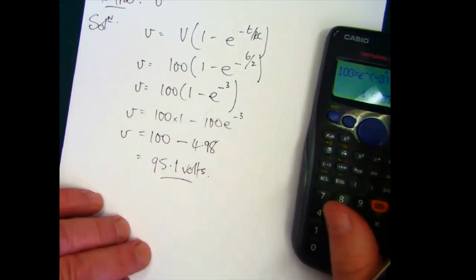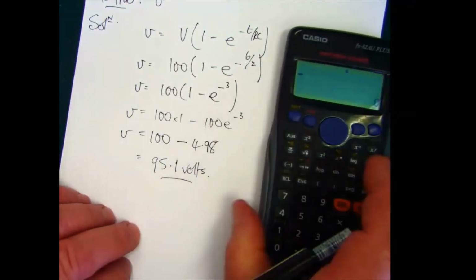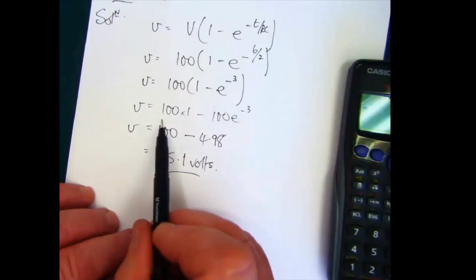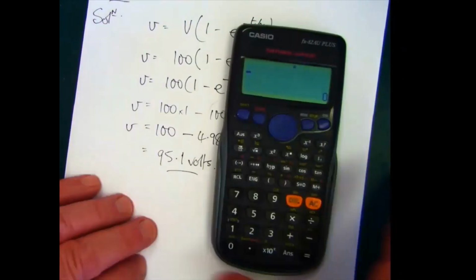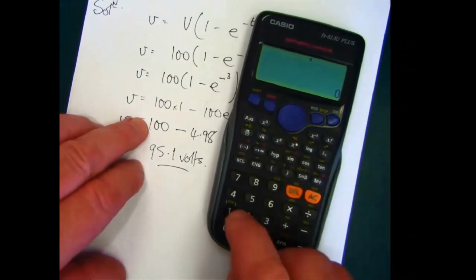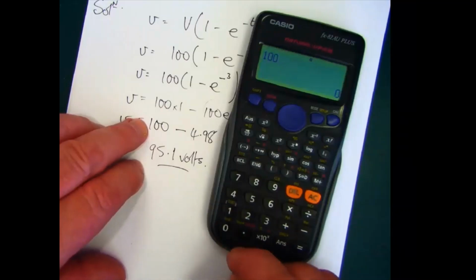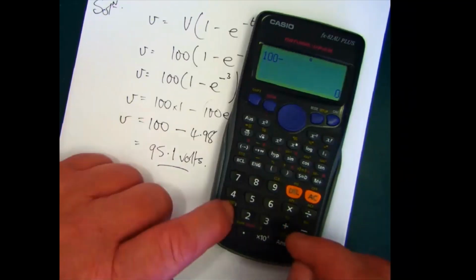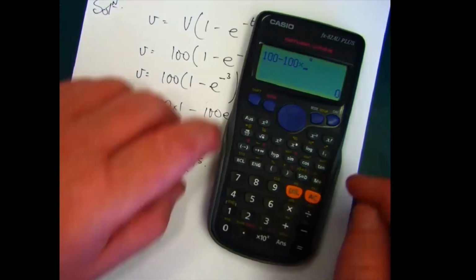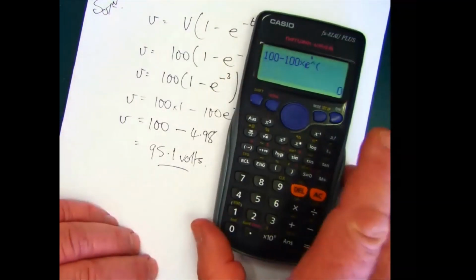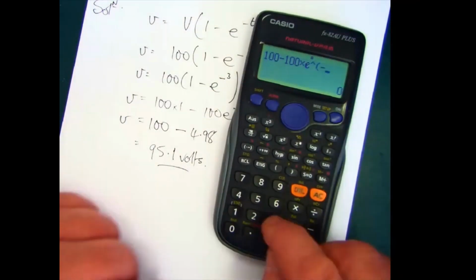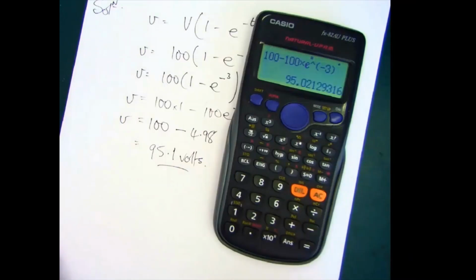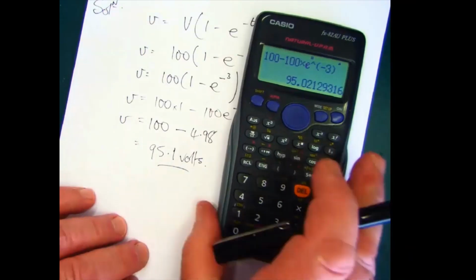So let me just show you that again. You can in fact do this whole step here in one line. This is the beauty about the calculator. Let's see how we go. So 100 times 1 is just 100, minus 100 multiplied by shift e up, open bracket, minus 3, close bracket off, equals, there we go, 95.02.